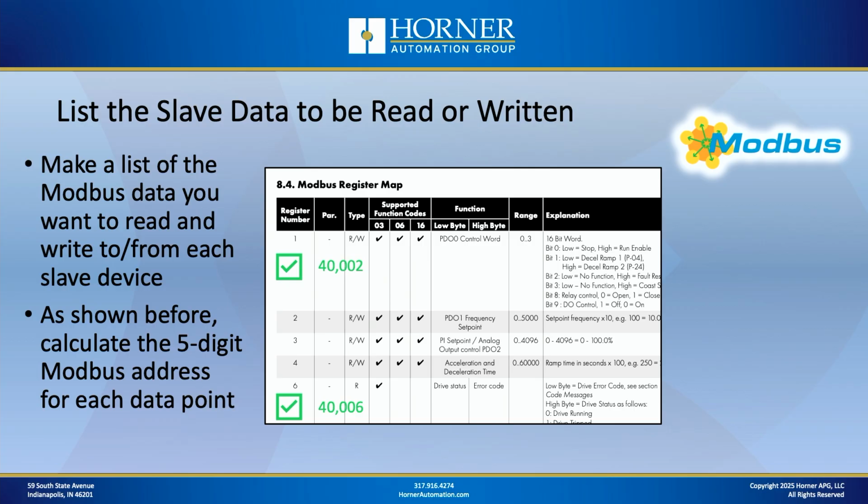Now that we've figured out the addressing scheme for our particular slave, now we're just going to make a list of all the different Modbus addresses that we want to read and the ones that we want to read-write. Now, if we're lucky, they'll just be listed directly in 5-digit form. Otherwise, we'll build it like we talked about on the previous slides.